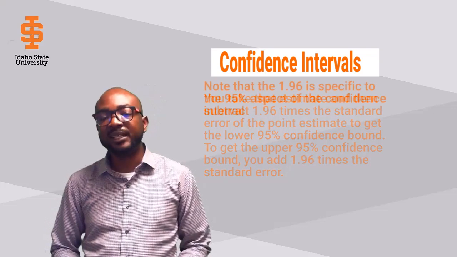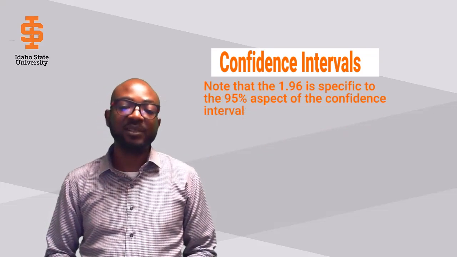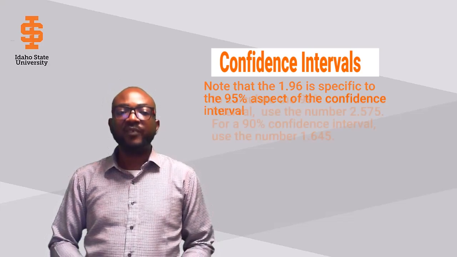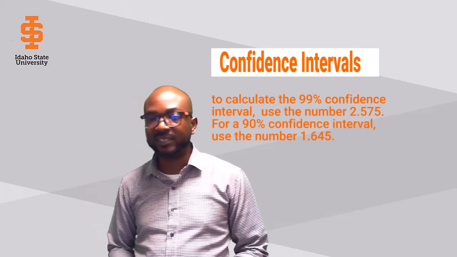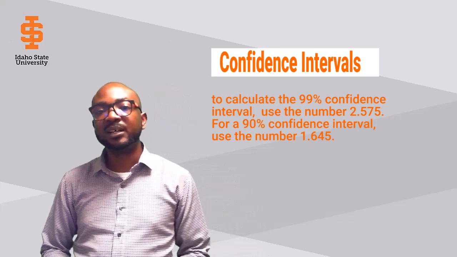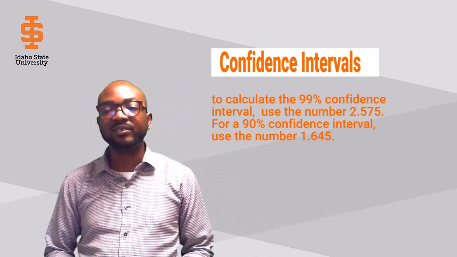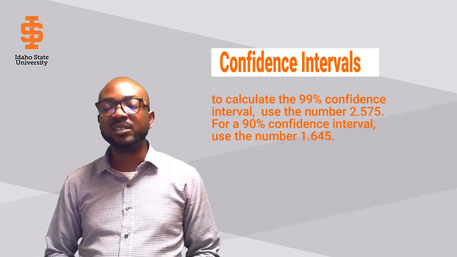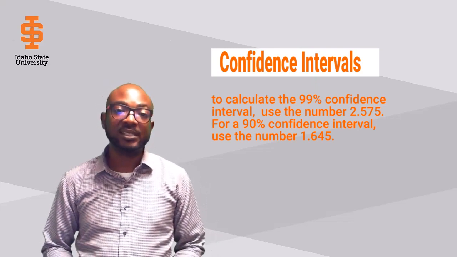Note that the 1.96 is specific to the 95% aspect of the confidence interval. If you wanted to calculate the 99% confidence interval, you would use the number 2.575. And for a 90% confidence interval, you would use the number 1.645.